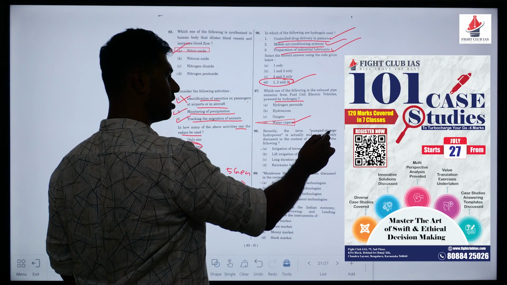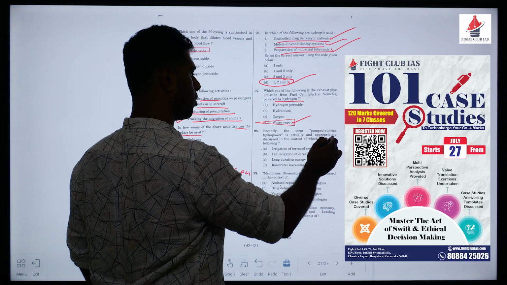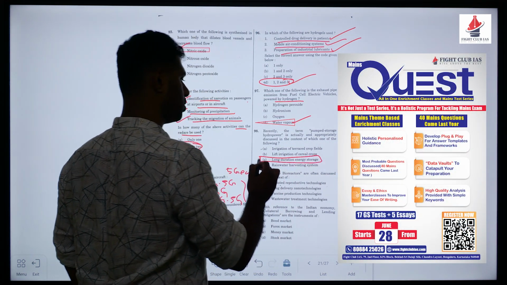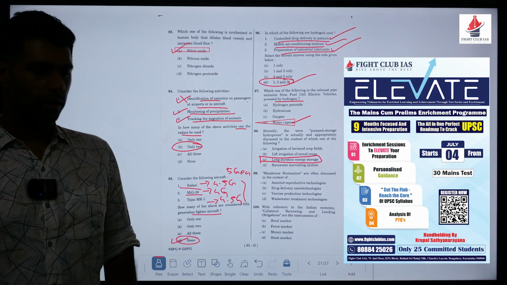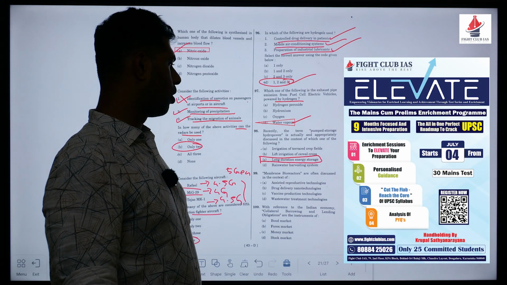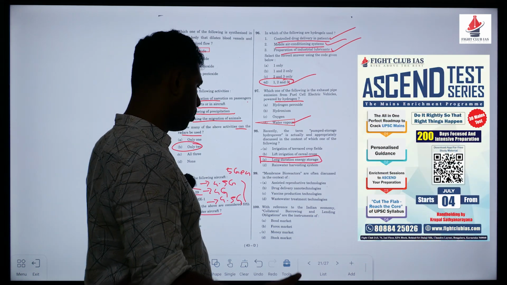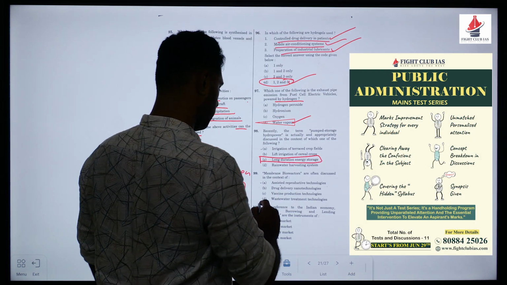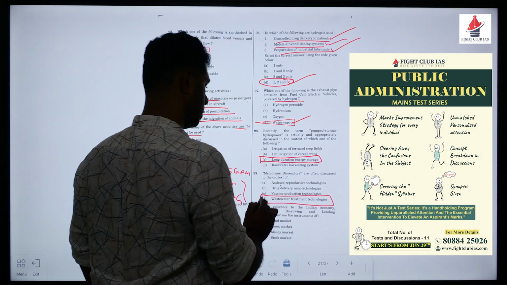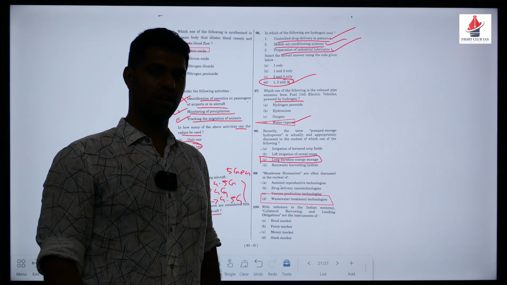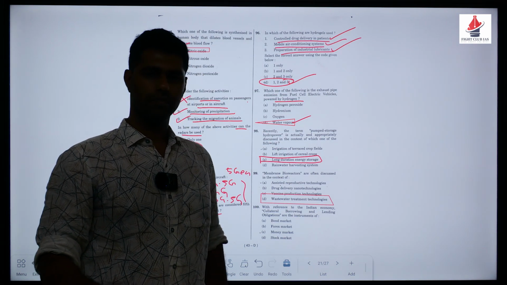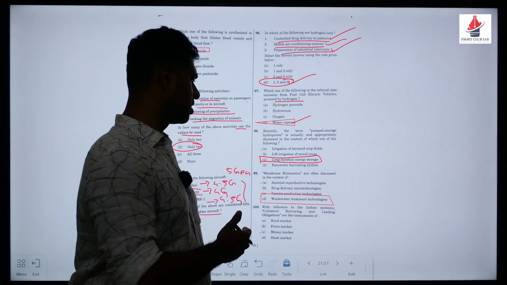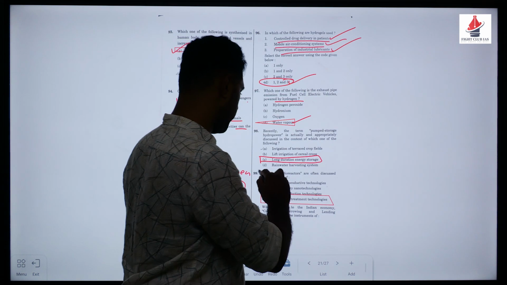Clear? Recently, the term pumped storage hydropower is actually discussed in the context of which one of the following? It is discussed in the context of long duration energy storage systems. Right? Moving to the 99th, membrane bioreactors are often discussed in the context of wastewater treatment technologies. It's one form where we are trying to clean up the sewage, right? So in wastewater treatment, we use this as a bioremediation technique.